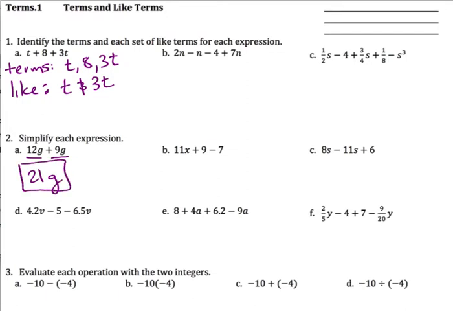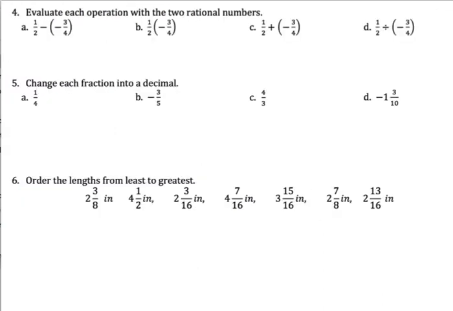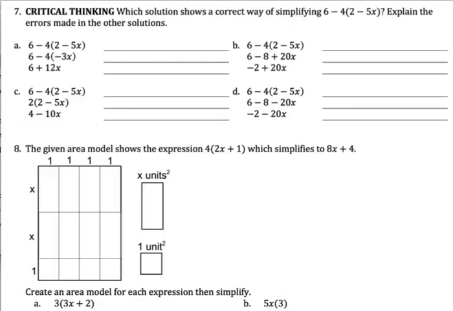Number 3, you're going to evaluate, add, subtract, multiply, and divide the 2 integers. Number 4, add, subtract, multiply, and divide the 2 fractions. Number 5, change the fraction to a decimal. Now that we're in Unit 2, you can use a calculator. You can just type in 1 divide 4 on a calculator, and it'll come out 0.25. So you can change fractions to decimals pretty quickly on a calculator just by taking top divide bottom. Number 6, you're going to order the numbers from least to greatest.